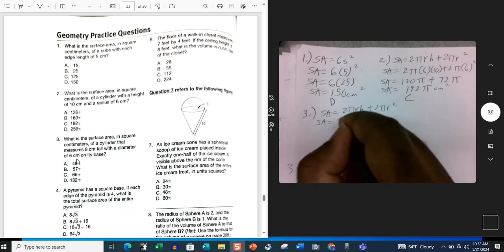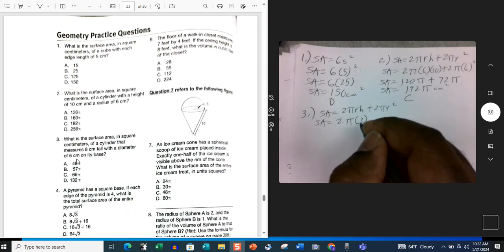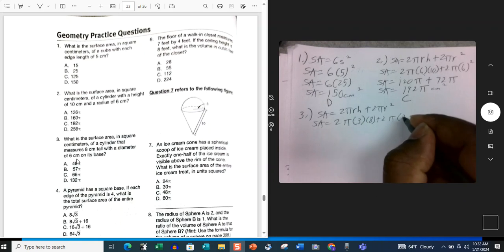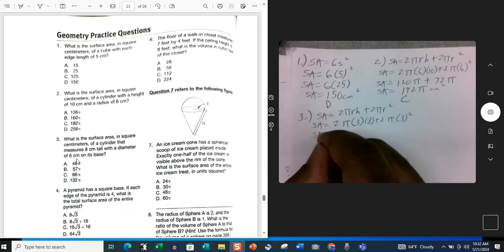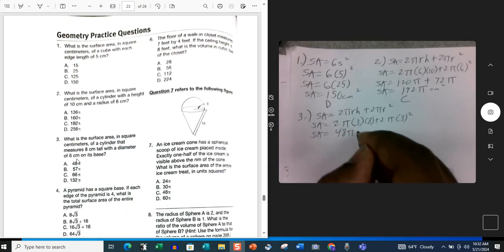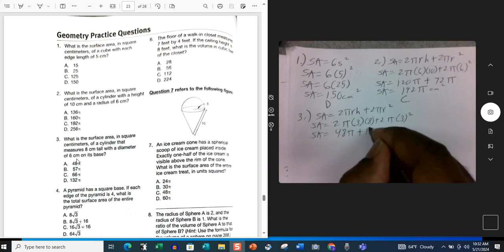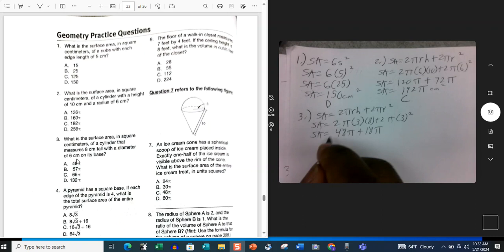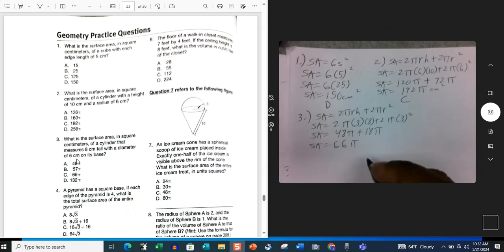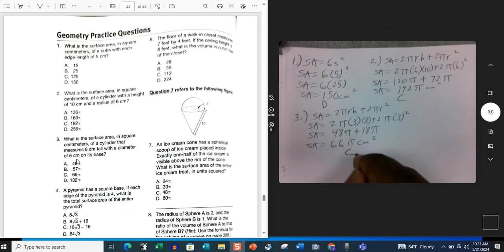So your surface area is 2 times pi. The radius would be 3, and the height is 8. So we add 2 pi times 3 squared. So your surface area is equal to 2 times 3 is 6 times 8 is 48. So it'd be 48 pi plus 3 squared is 9 times 2 is 18, and that's pi. 48 pi plus 18 pi will give us 66 pi, and then this is centimeter squared. And that would give us C.